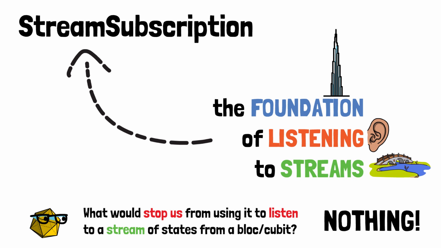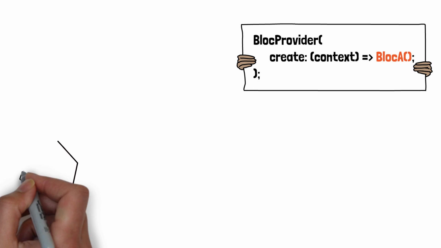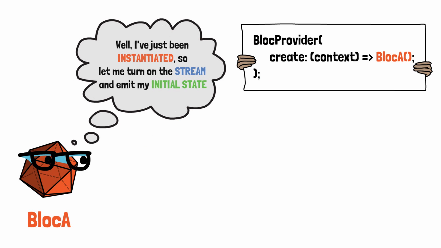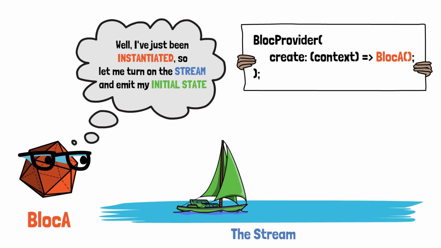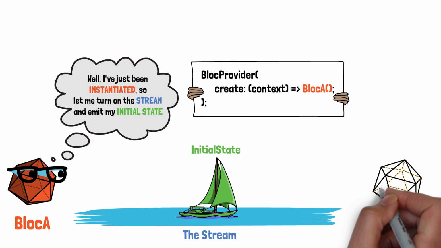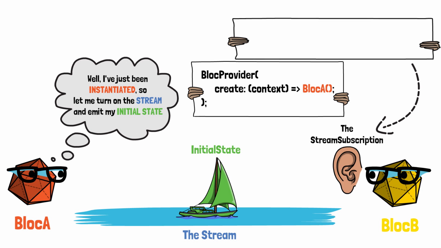Well, nothing. So currently, we know that blocs or cubits start to emit states right after their unique instance is created. Most of them will emit an initial state right after they were created. So it's important to understand that the stream subscription object we'll use to listen to a bloc or cubit should be listening right from the start and actually before the first state is emitted. How can we do that? Well, by initializing the stream subscription inside the bloc or cubit constructor.